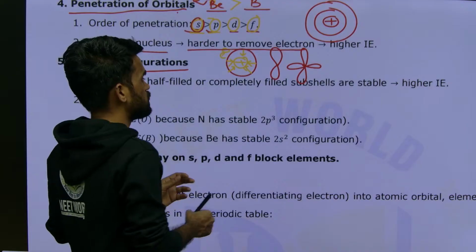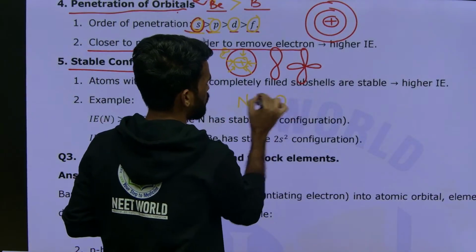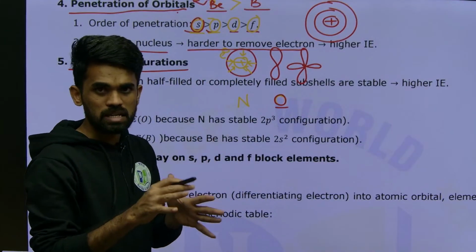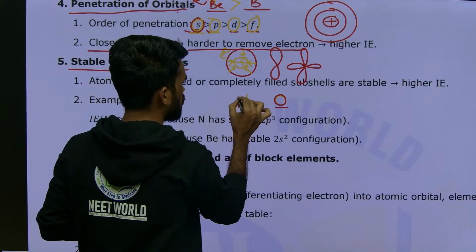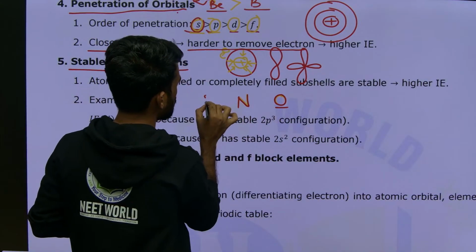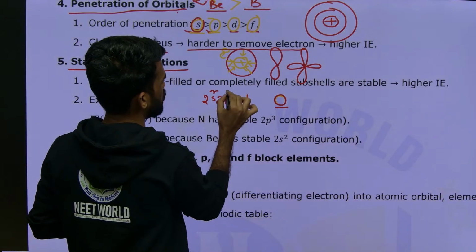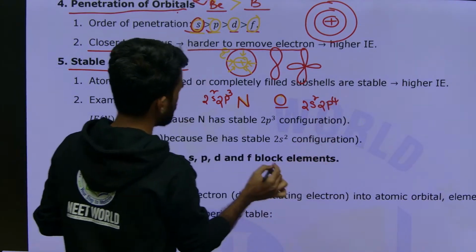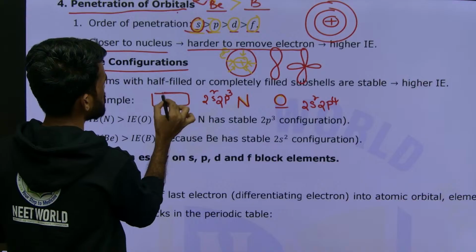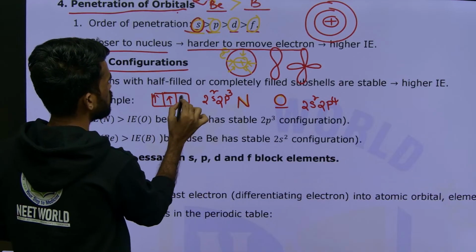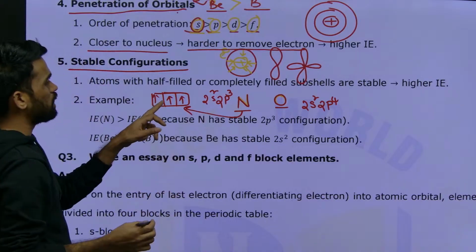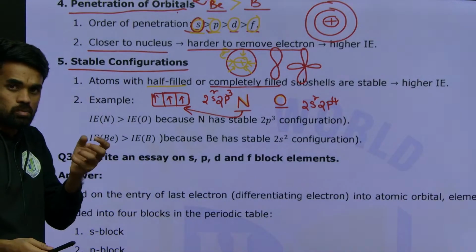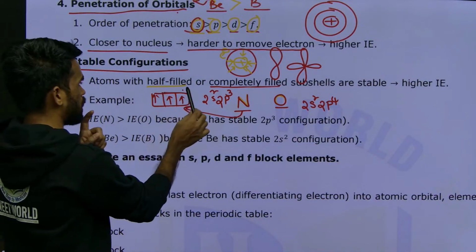Between nitrogen and oxygen, since oxygen is more electronegative, it should have more ionization energy, we would consider. But due to the electronic configuration factor, nitrogen has 2s2, 2p3 and oxygen has 2s2, 2p4 electronic configuration. Here the p orbitals are three, so nitrogen has a half filled electronic configuration. That's why half filled is stable. Whenever they have half filled or completely filled, it is very difficult to remove the electron from them because they are stable electronic configurations.